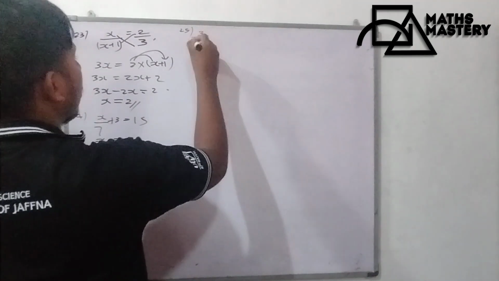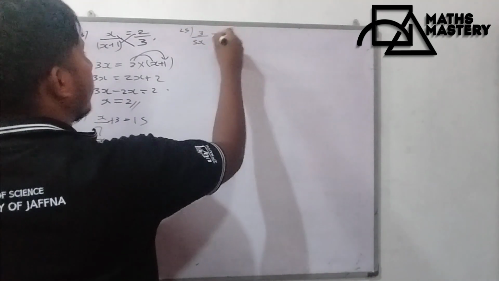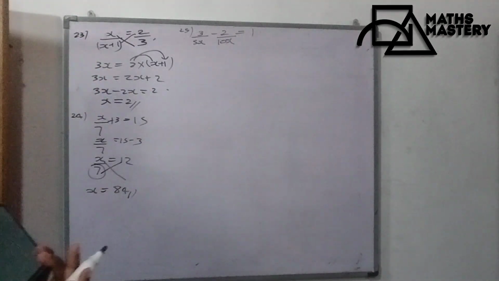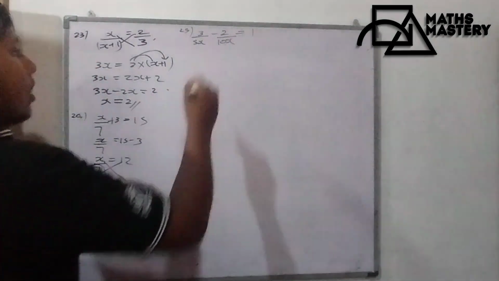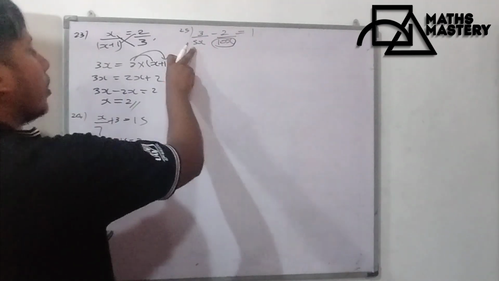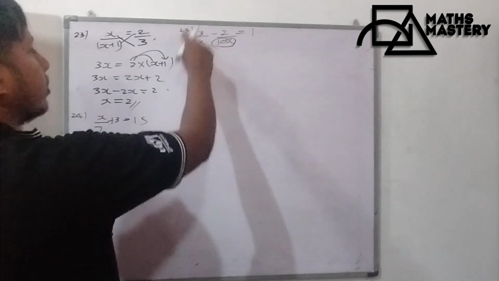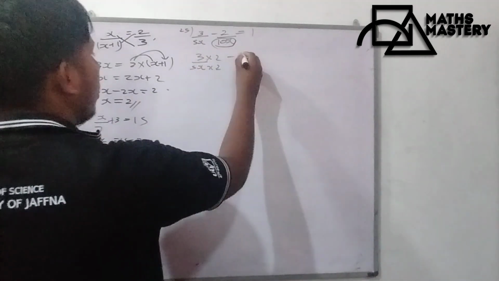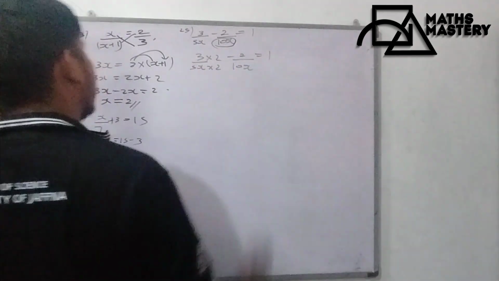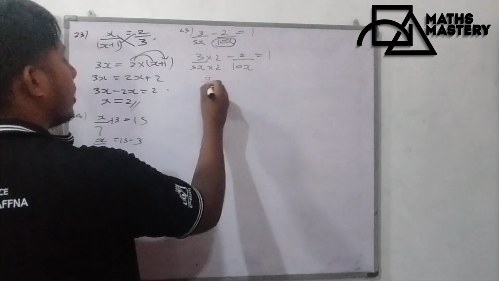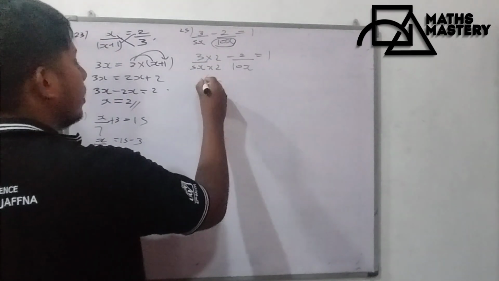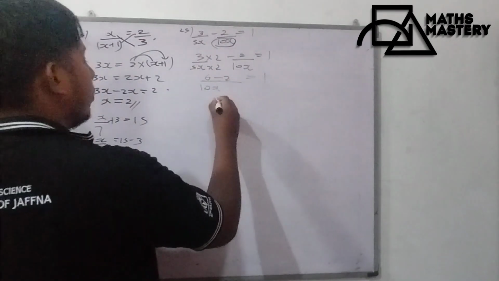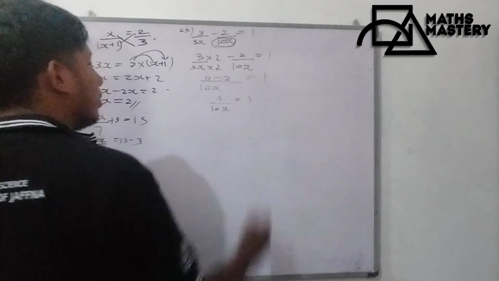3 over 5x minus 2 over 10x equal 1. Now, here it's a very simple question. Now see, there is 10x in the denominator. So what you're going to do, multiply this by 2, up and down, the numerator and the denominator. 3 times 2 is 6, 5x times 2 is 10x, which is the common denominator, minus 2 over 10x is equal to 1. 6 minus 2, the answer is 4 over 10x, which is equal to 1.